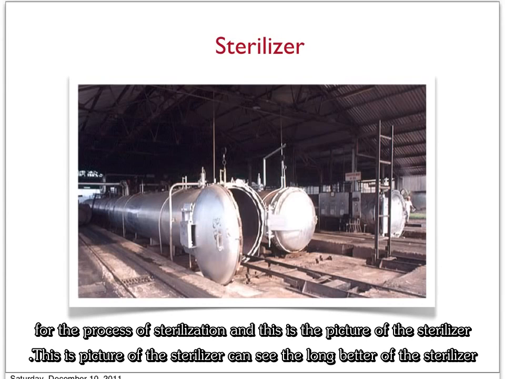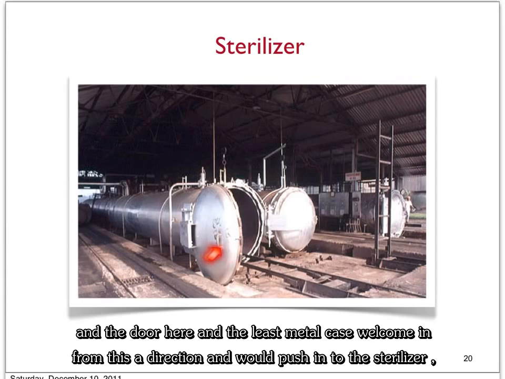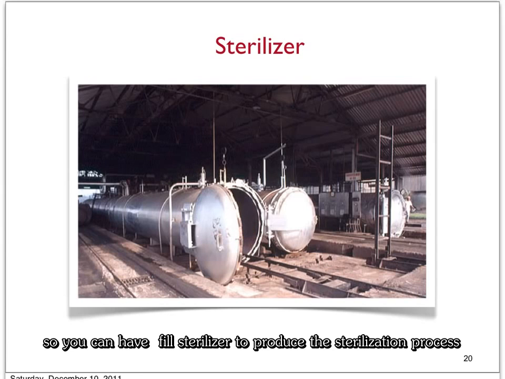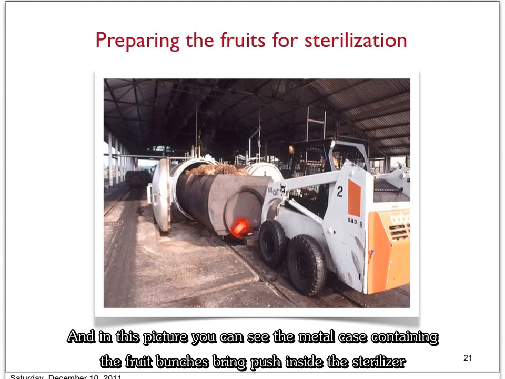You can see the long barrel of the sterilizer, and the door here, and this is the rail where the metal cage will come in from this direction and will be pushed through into the sterilizer. So typically in the factory you can have a few sterilizers for the sterilization process. And in this picture you can see the metal cage containing the fruit bunch is being pushed inside the sterilizer.